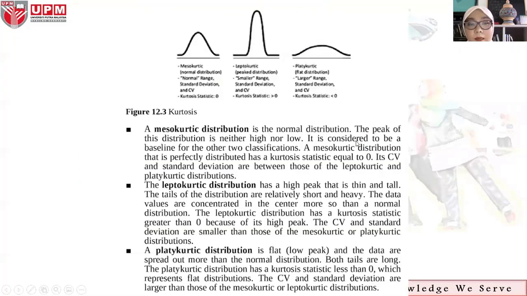So this one, the types of kurtosis. We have three types, if you still can recall: the mesokurtic, leptokurtic, and platykurtic. Mesokurtic is the normal data. Leptokurtic is the most peaked one, data with the highest peakedness. And then platykurtic is the most flat one.